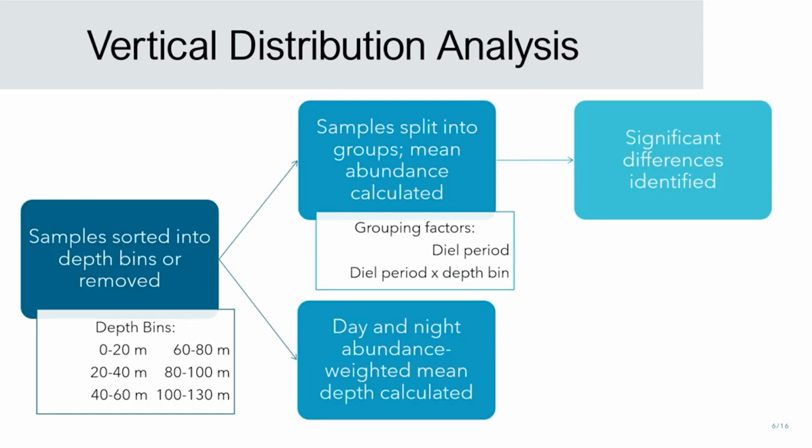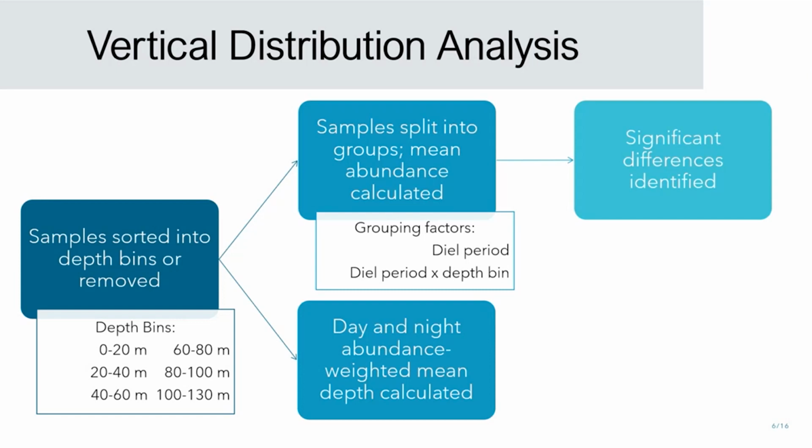So to analyze the vertical distribution of the paralarvae, I started by sorting my samples into the depth bins listed here, or removing them from the dataset if they didn't fit into any of these 6 depth bins. I then split the samples into groups and calculated the mean abundance and standard error for each of the groups. And the grouping factors I used were time of day, which had 2 groups, day and night, and then depth during the day, which had up to 6 groups, which are 6 depth bins, and then depth at night, again with 6 groups. I then looked for significant differences between levels of these groups.